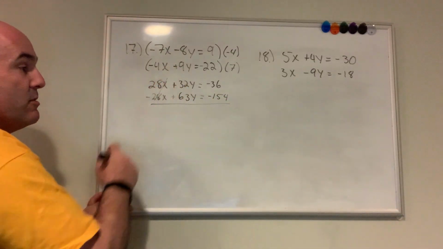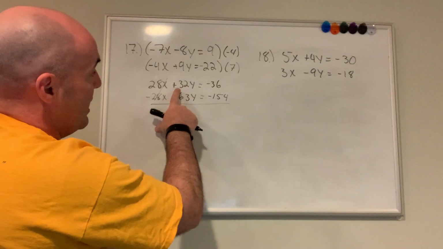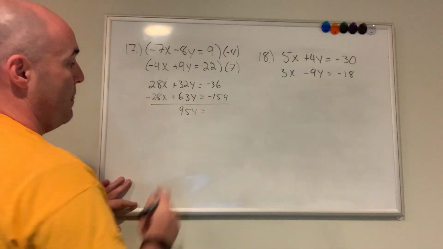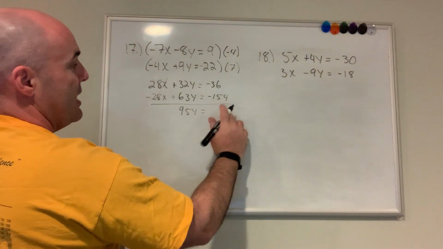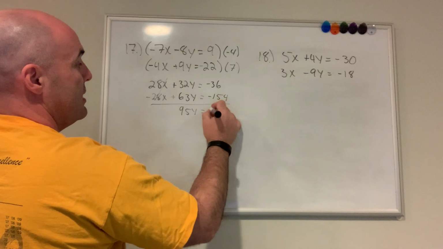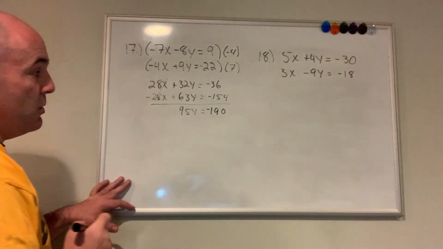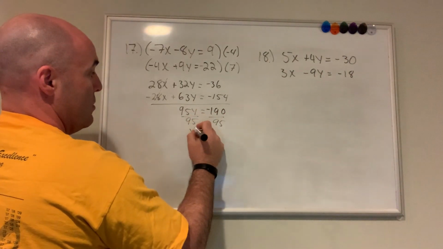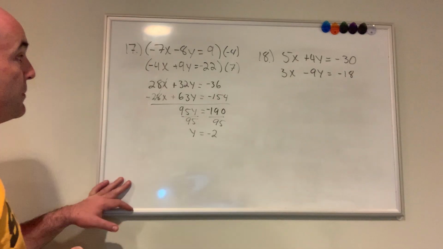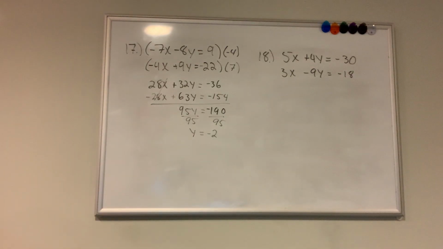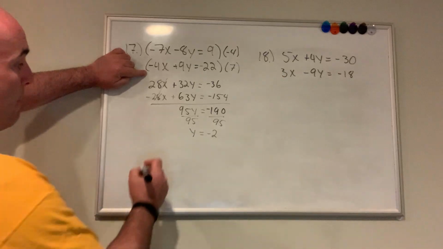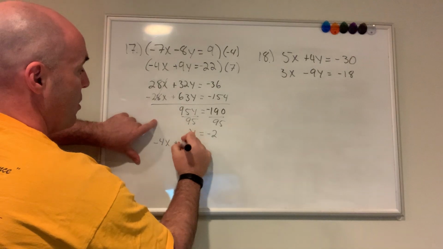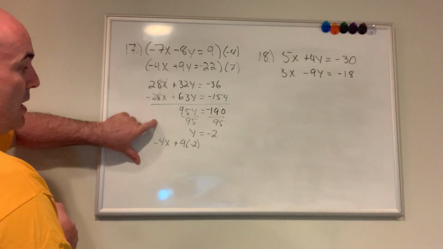Anything plus its opposite is 0, so we've eliminated the x's. Now 32 and 63 give me 95y. And a negative plus a negative is negative 190. We can divide both sides by 95, and y is equal to negative 2. Okay, so I'm going to go back up to this equation right here. We're solving for x. I can now replace the y with what we now know y to equal, negative 2.